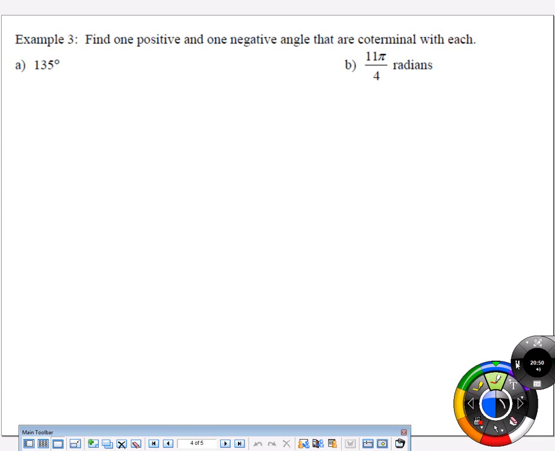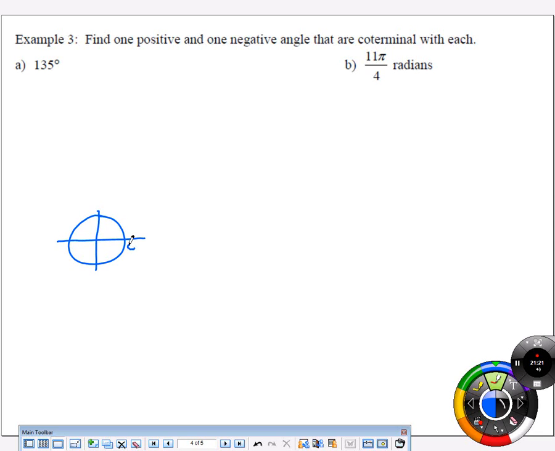So find one positive and one negative angle that are coterminal with the angle given. So they're giving me 135 degrees. I have to find another positive angle that would end in the same spot as 135 degrees, and a negative angle that would end in the same spot as 135 degrees. So there's kind of two ways to do this. There's a quick, strictly numerical way to do it, but the picture sometimes helps just at the beginning to get the idea. So I'm not saying draw the picture every time, but just to help you remember what's going on here.